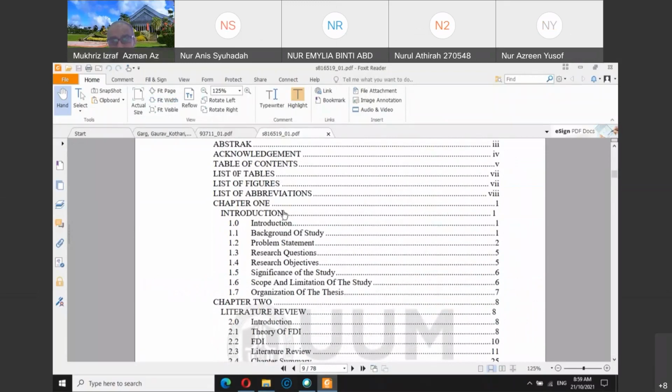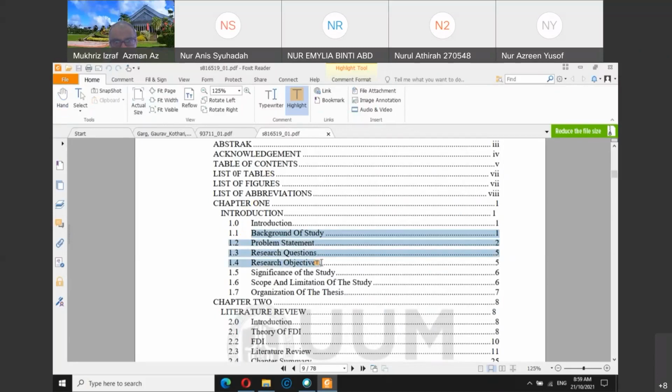what you need to have in chapter 1. Okay, introduction as background of the study, problem statement, research question, and research objective. Okay, significance, scope, and organization, that one we can leave for later. But the ones that I want to highlight are these 4 parts here. Okay, background, problem statement, research question, and also research objectives.